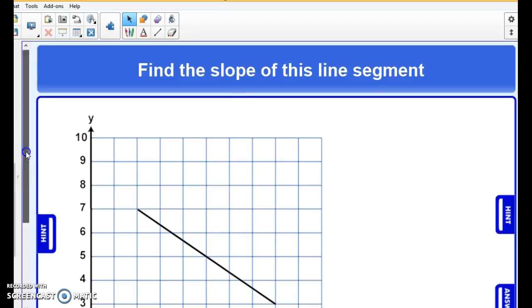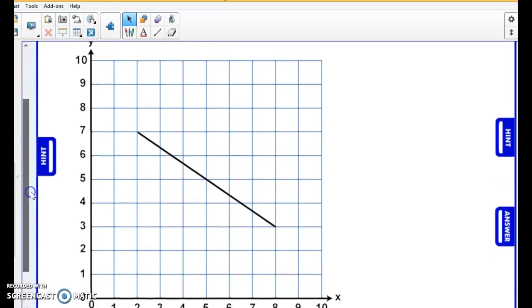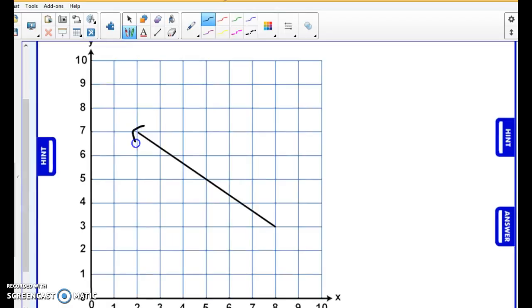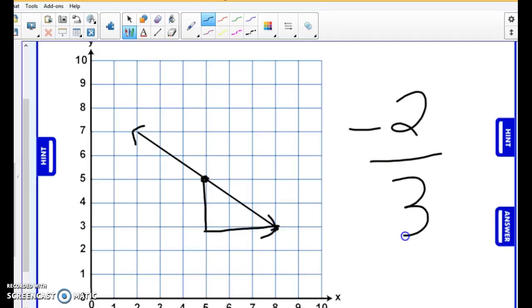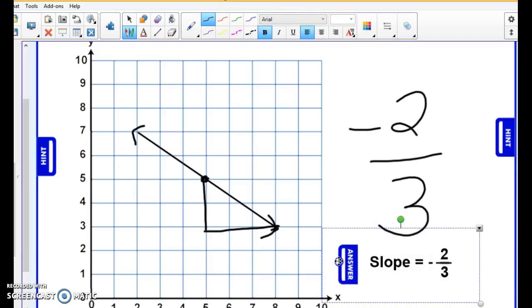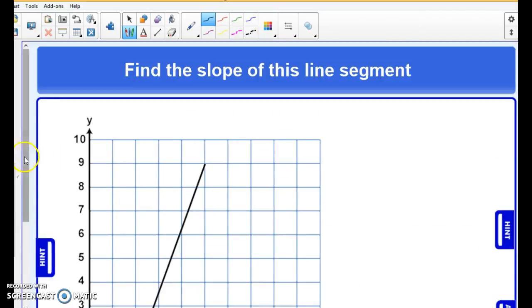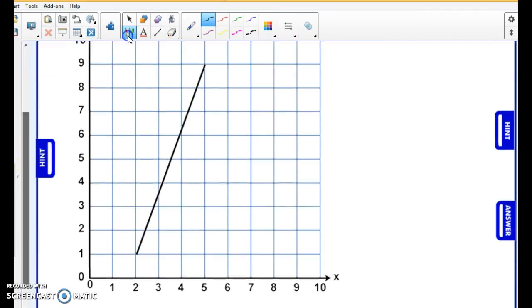This one right here, I need to find my slope. So I know right away it's negative because it's going from left to right, it's going to go down. So I know it's negative something. And let's just say from this dot to this dot. Remember, you're looking for it in the corners. So here I'm going down 2, so I know it's going to be a negative 2. And I'm going right 3 spots. So it's going to be negative 2 over 3. And there it is.